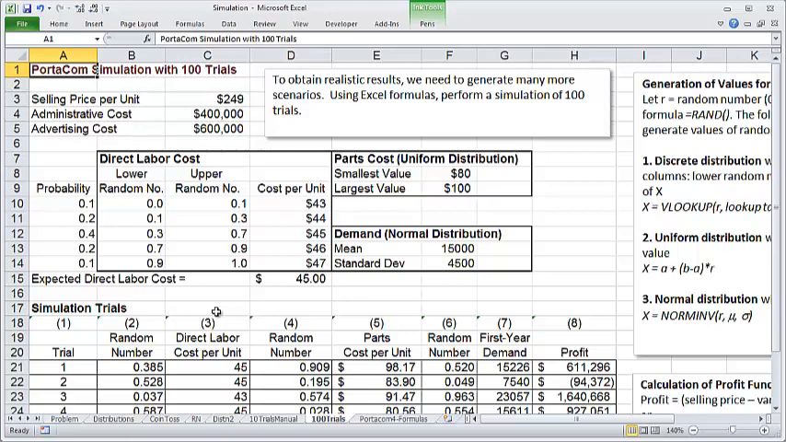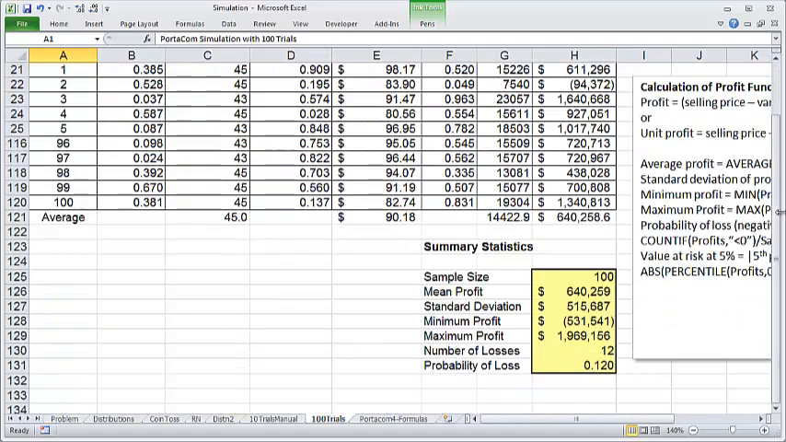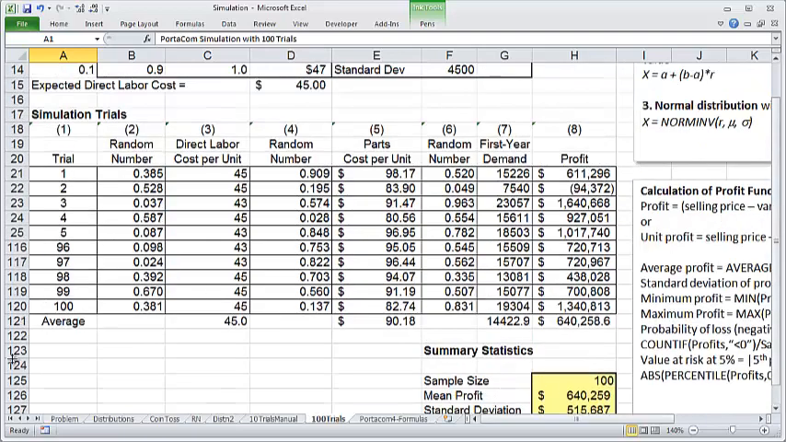Now finally, we're going to use Excel to do a simulation of more than 10 trials. This time we'll do 100 trials using all Excel formulas. What we're given here is already a finished version. So you could see you have trials 1 through 100.